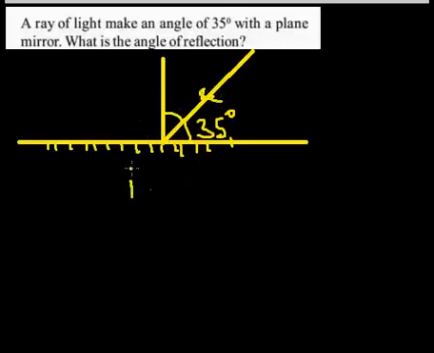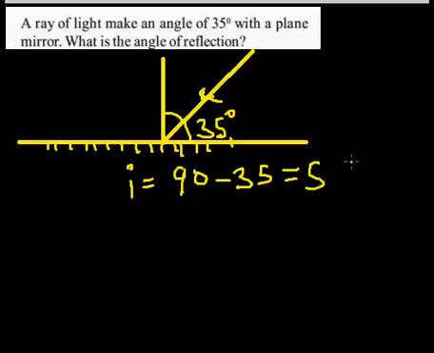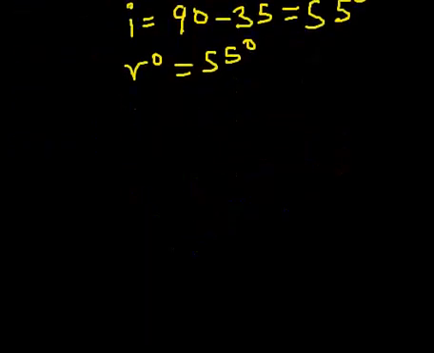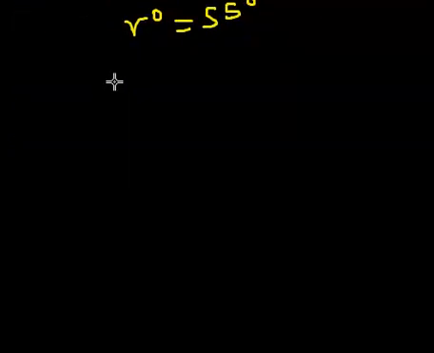So the angle of incidence is going to be equal to 90 minus 35, which is 55 degrees. Remember, angle of incidence is also equal to the angle of reflection. So of course, the angle of reflection, being equal to the angle of incidence, is also 55 degrees. That's a question we're going to look at.